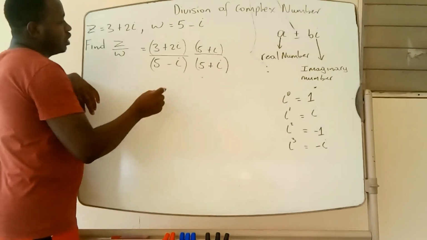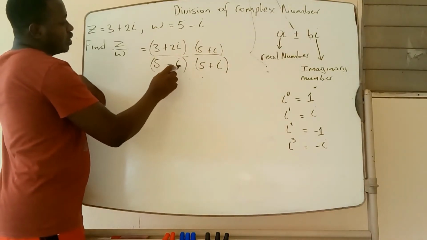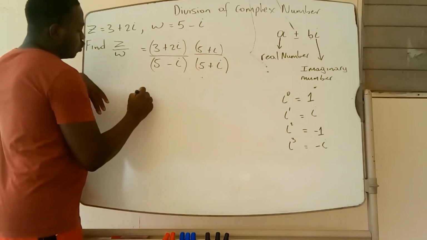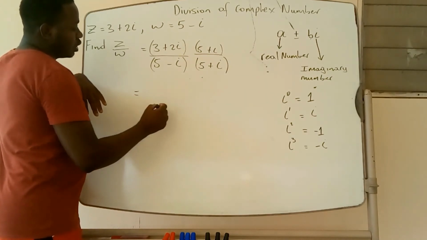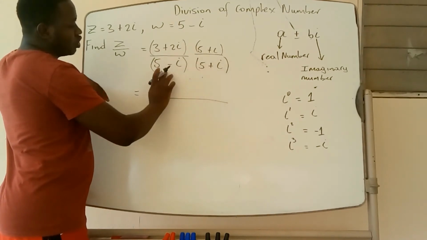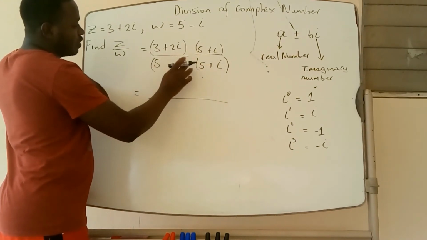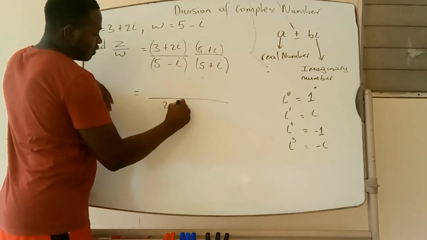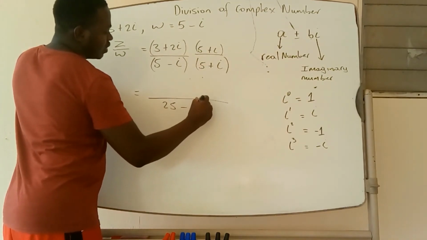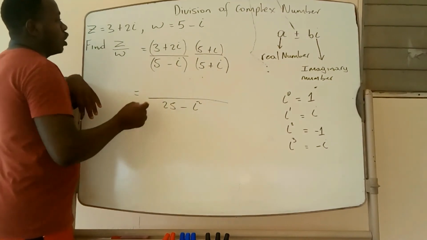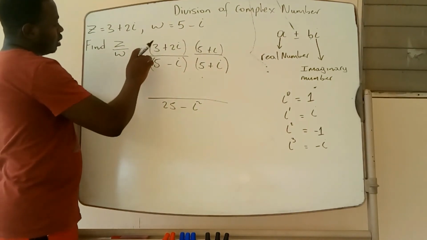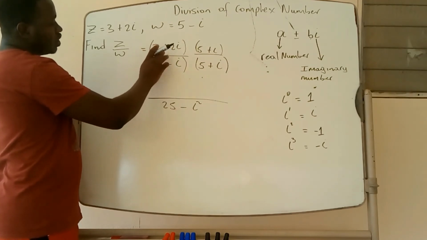Now what you note here, the denominator is now a difference of 2 squares. So how do you multiply a difference of 2 squares? You just square the first term and subtract the square of the second term. So 5 times 5, that's going to be 25, minus i times i, that's going to be i squared. Right? Now, you just learned how to multiply two complex numbers, so it's the same idea.